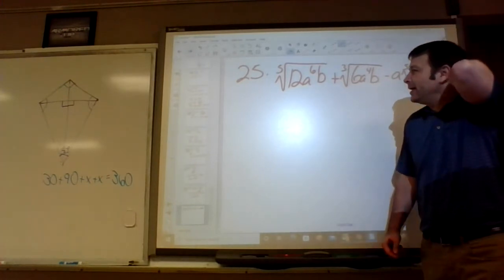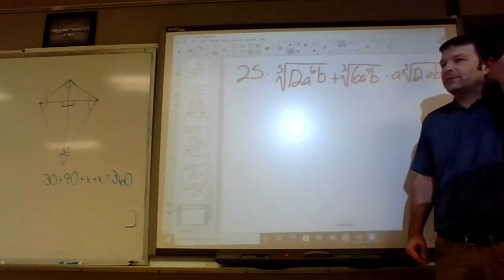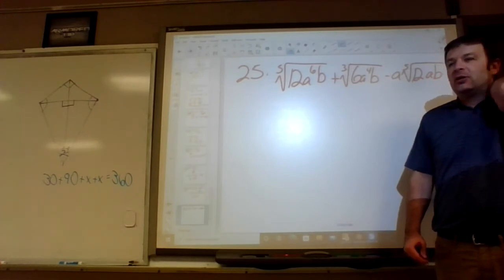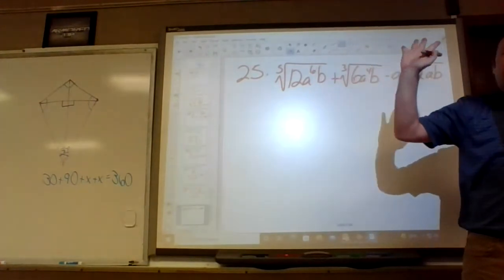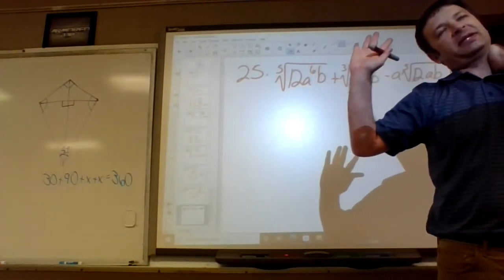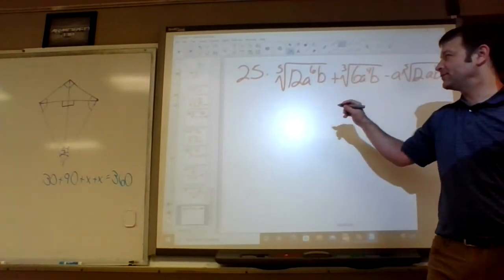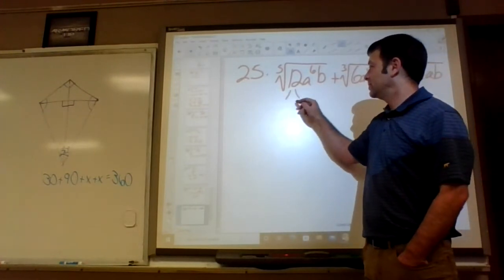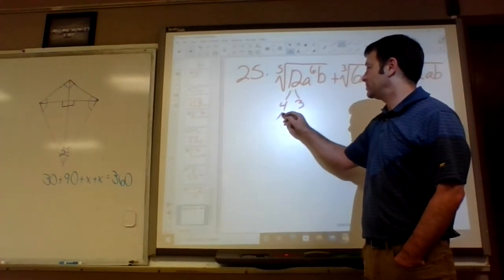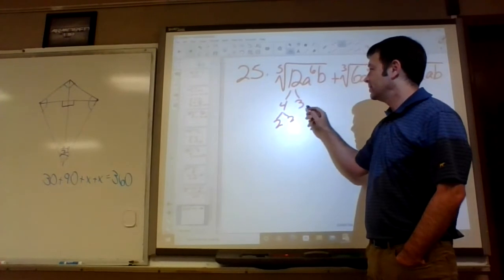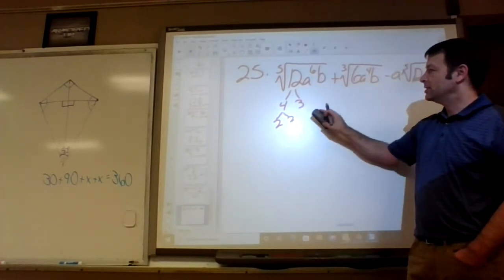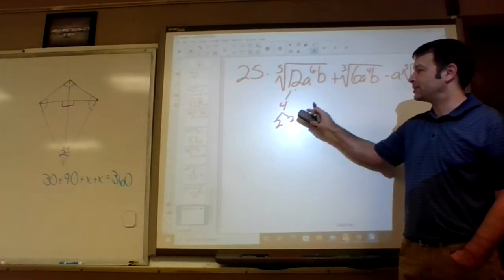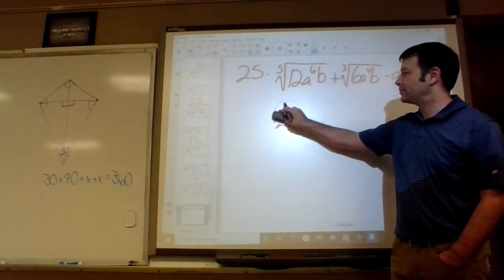Okay, does fifth root of 12 simplify? For a fifth root to simplify, you need to have 5 of something that goes into the number. Do 5 somethings go into 12? No, 12 is basically 2 times 2 times 3. There's not 5 of anything in that, not even close. So square root of 12 simplifies, but fifth root of 12 does not.